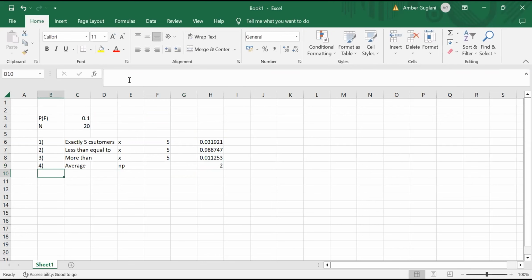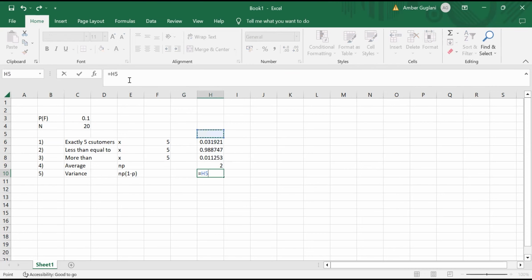And what is variance? NP into 1 minus P. So what will it be? What is my N, into P, into 1 minus again P, right? NP into 1 minus P. 1.8 is the variance.